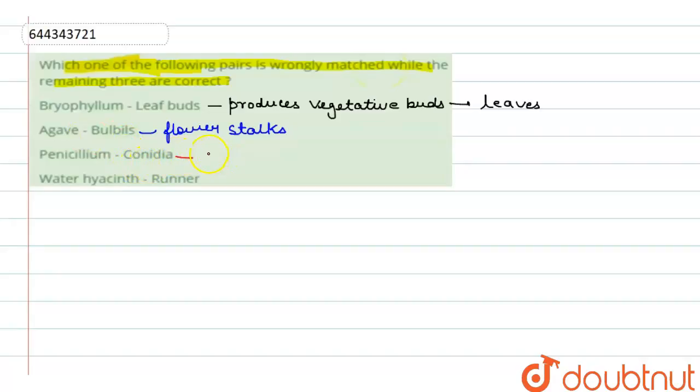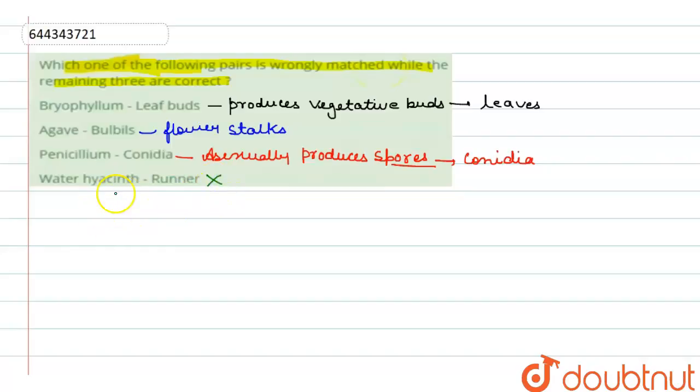This is correct because penicillium reproduces asexually, it produces spores, and these spores are known as conidia. Okay, our option number 4, which is water hyacinth. Water hyacinth is matched with runner.